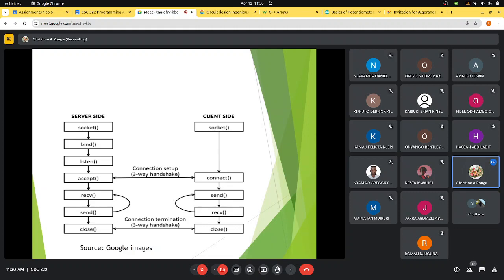Now, differentiate between what you are calling SYN and sequence number. Is this what you are calling SYN, or is this a sequence number? No, that's the SYN. Yes. This is the sequence number. This is the sequence number you put inside the frame.